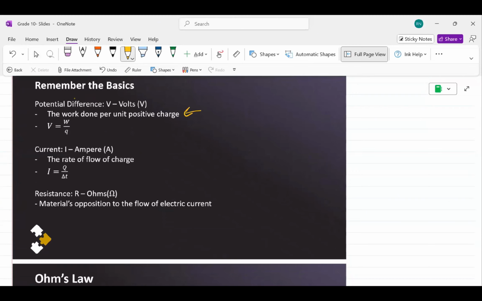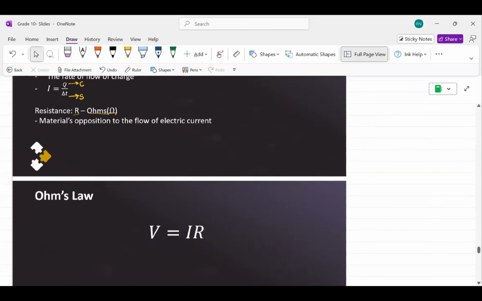And we know that our voltage is equal to our work, which is in joules, divided by our charge, which is in coulombs. Our current is measured in amps, or A. The current has symbol I, and it's the rate of flow of charge. So Q is our charge, again measured in coulombs, and t is in seconds. And then we know the resistance is R, and it's measured in ohms, and this is the material's opposition to the flow of electric current.